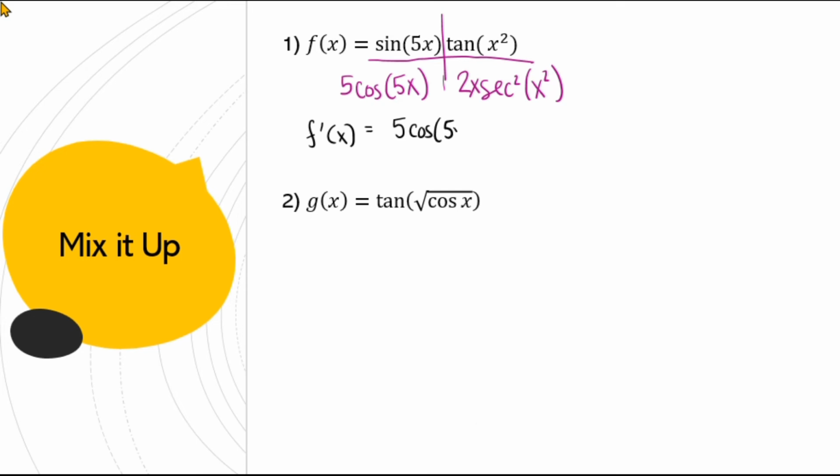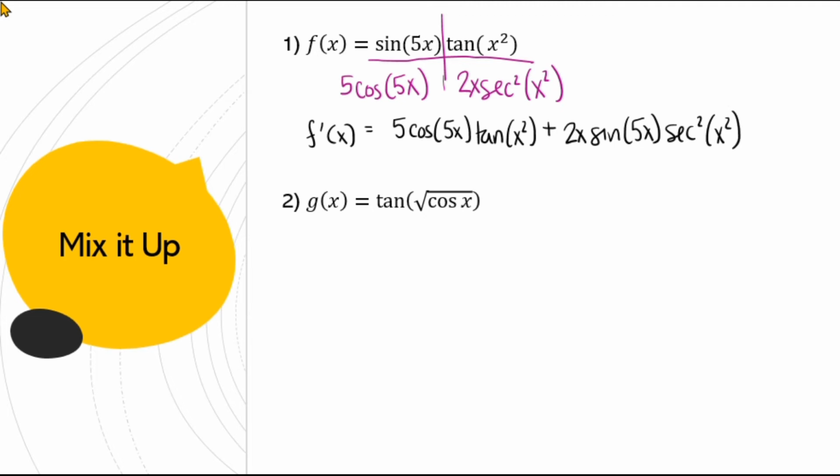And then finally, when we add them together, f prime of x is equal to 5 cosine of 5x onto tangent of x squared plus 2x, and I'm just putting it in a preferred order, not that it makes any sense. That's the way I like it. Secant squared x squared.